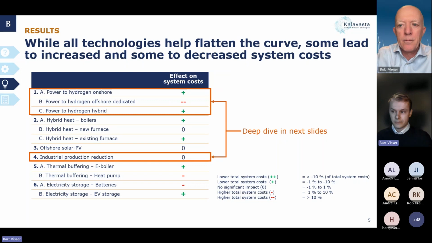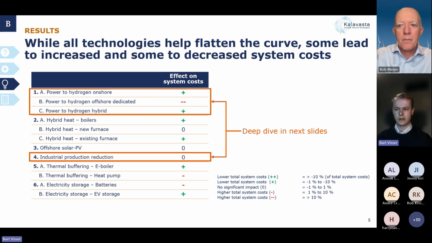Then over to thermal buffering. Thermal buffering really helps in flattening the curve, and it can do so at decreased system costs when you use cheap power-to-heat technologies, such as an e-boiler. However, if you use more expensive power-to-heat technologies, such as heat pumps, it actually increases system costs.